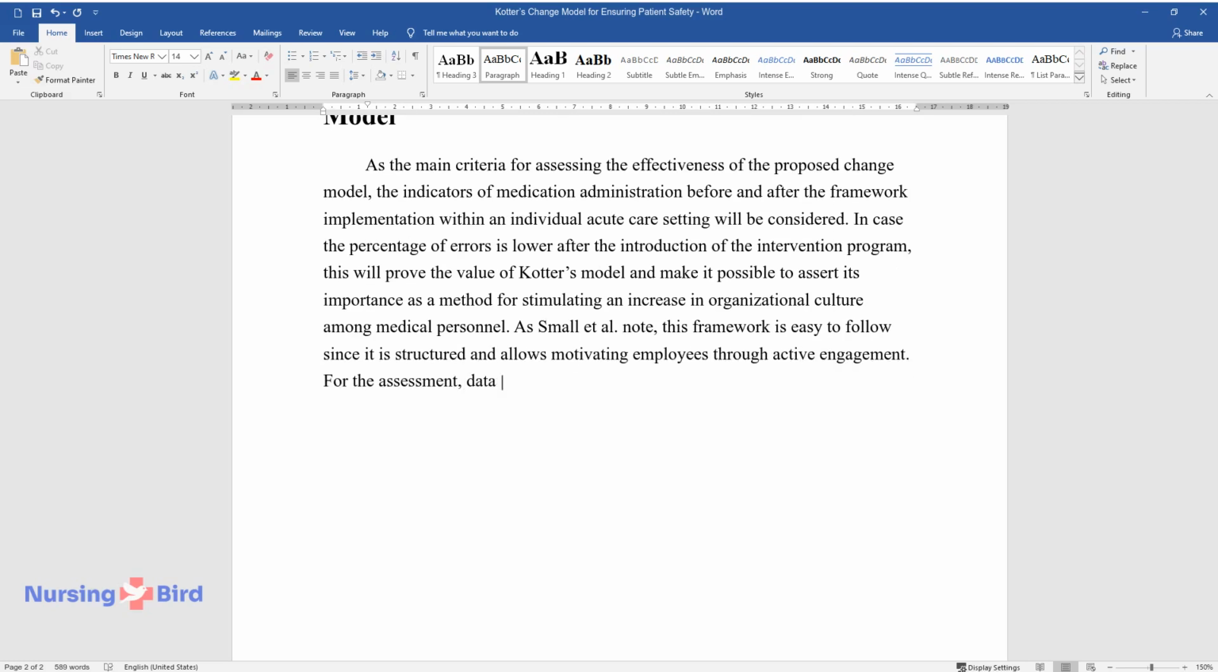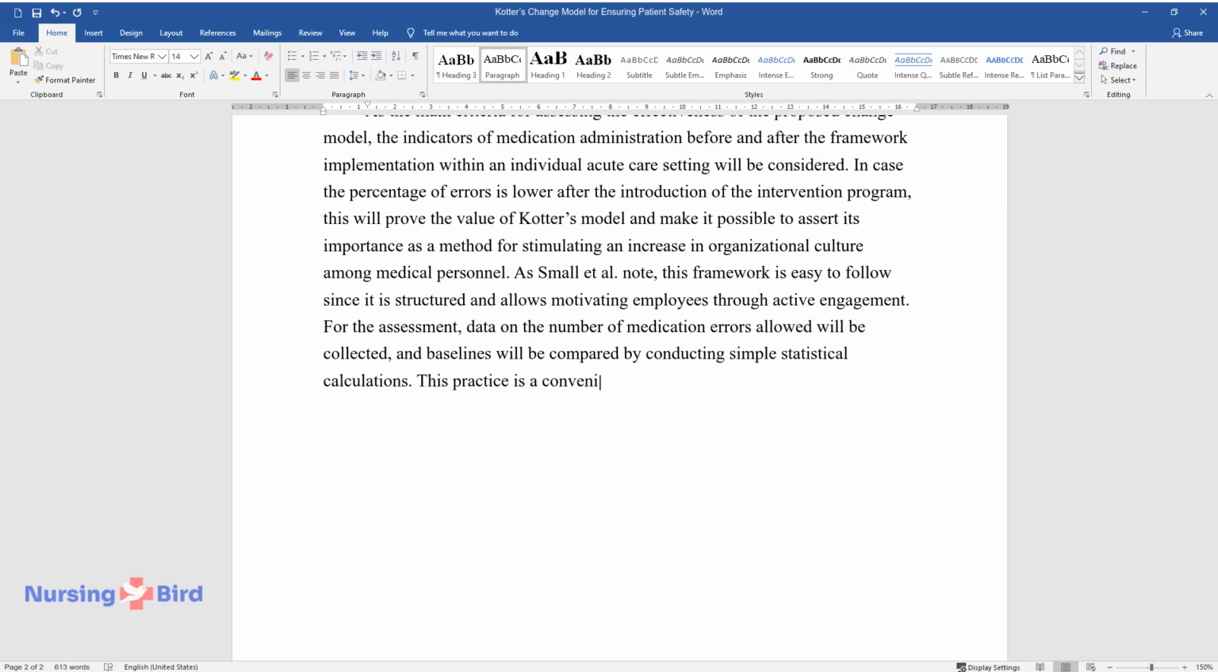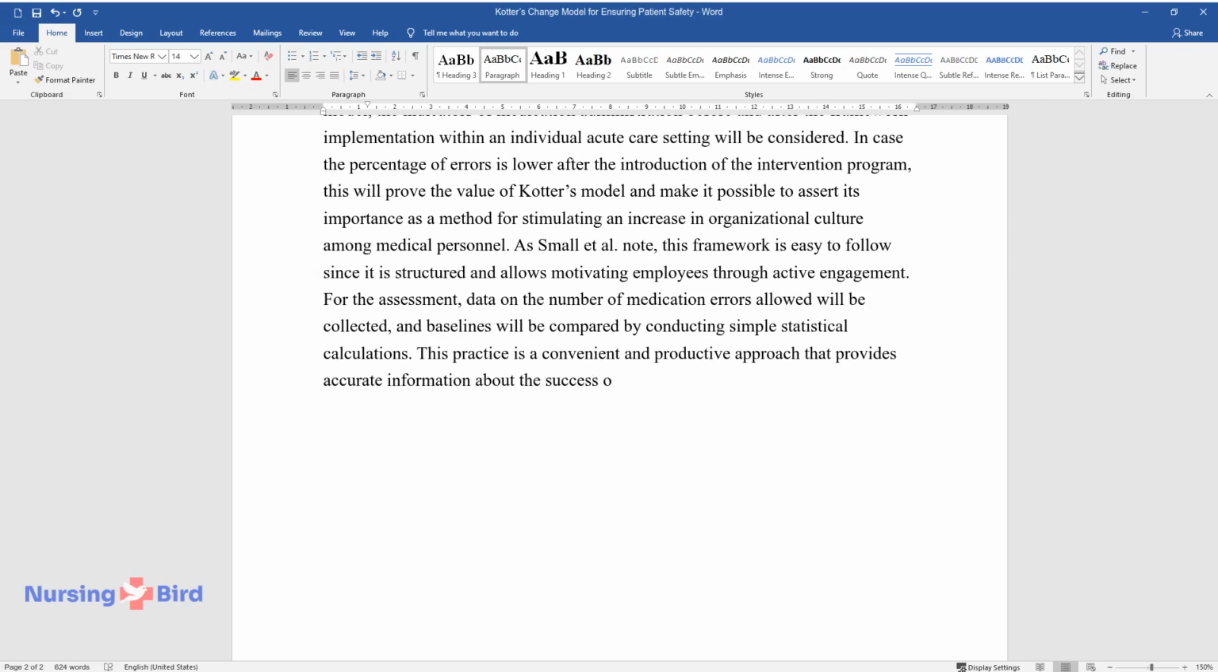For the assessment, data on the number of medication errors allowed will be collected, and baselines will be compared by conducting simple statistical calculations. This practice is a convenient and productive approach that provides accurate information about the success of the intervention.